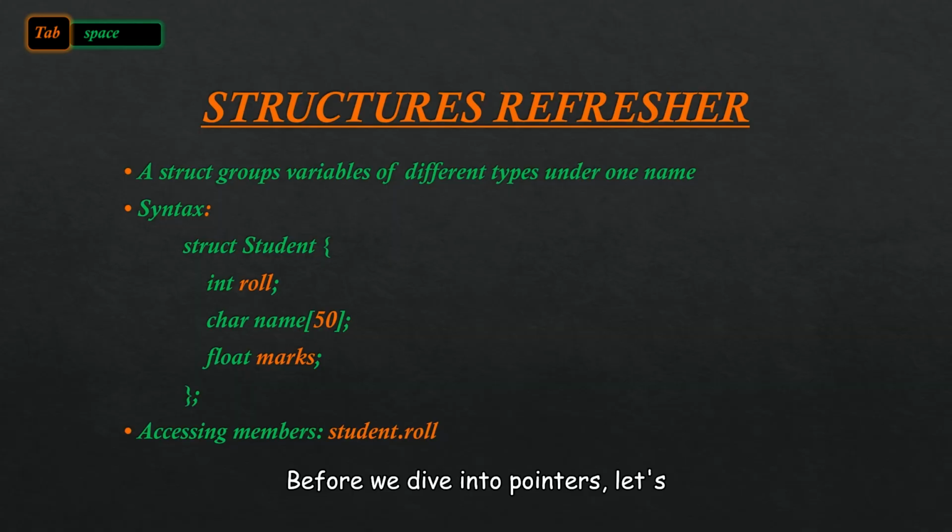Before we dive into pointers, let's quickly review what structures are. Structures allow us to group variables of different data types under a single name. For example, a student structure may contain an integer roll number, a character array for the name, and a float for marks. This mimics real-world data where entities are made up of multiple attributes. To access the members of a structure, we use the dot operator like student.roll. Understanding this is essential before we bring pointers into the picture.